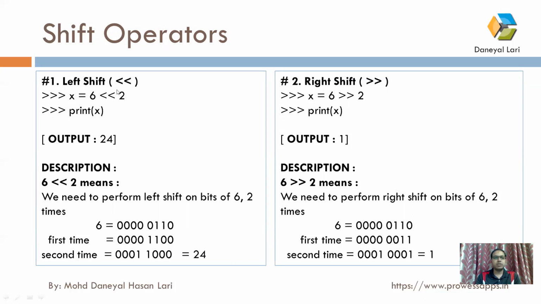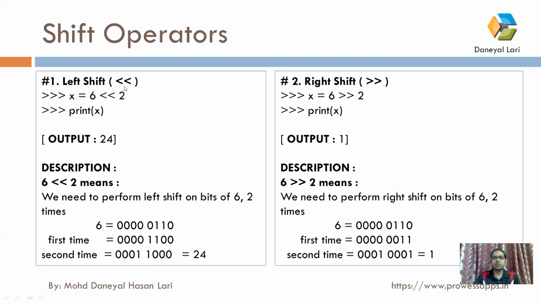So we want to shift left 2 times. The first time when you shift, the rightmost 0 will move to the second position, and this one will be shifted to here, and this one will be at this location. Okay, and this 0 will be outside of the memory. So now after performing the first shift, this bit pattern will be available.